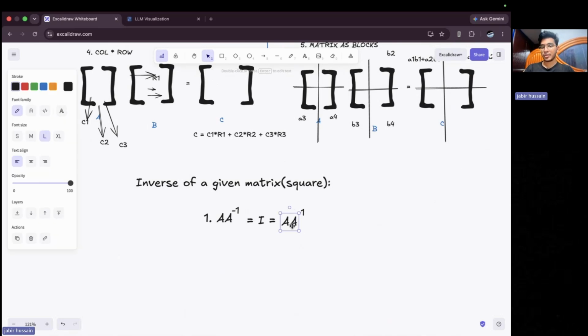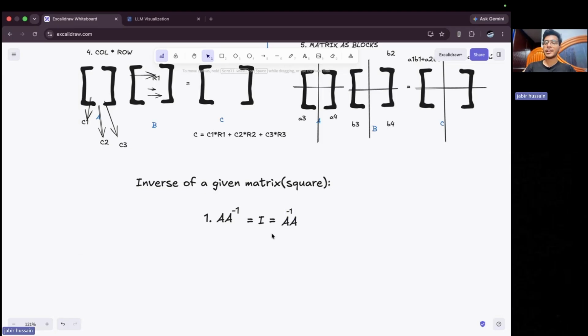So let me write it. I'm writing A, and I'm taking the inverse here. I hope you're getting what I'm trying to tell. Even though the order is changing, I'm getting the same identity matrix. Whether you take A inverse A, it will give you I. Whether you take A A inverse, it will give you I. It is a very strange property actually, and proving how this is exactly possible is a really, really tough thing.